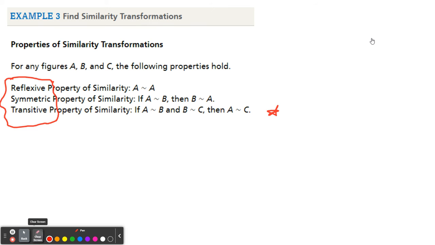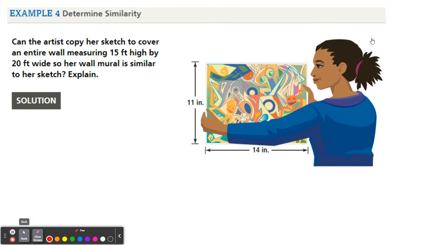Okay. All right, so let's do a more applicable problem. It says, can the artist copy her sketch to cover an entire wall measuring 15 feet high by 20 feet wide, so her wall mural is similar to her sketch, right? This idea of similar. So we need to convert this mini picture of her sketch onto a mural wall that is 15 by 20. So we're going to compare corresponding sides. But to do that, we need our units to be the same, right? So again, units.